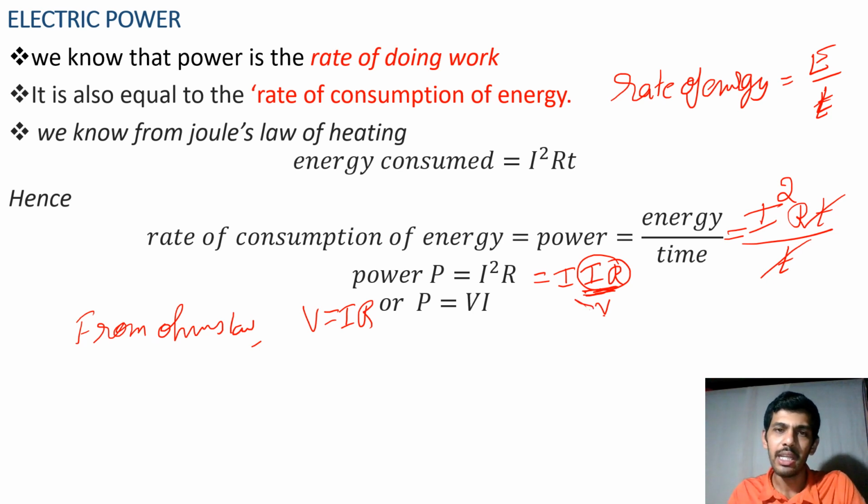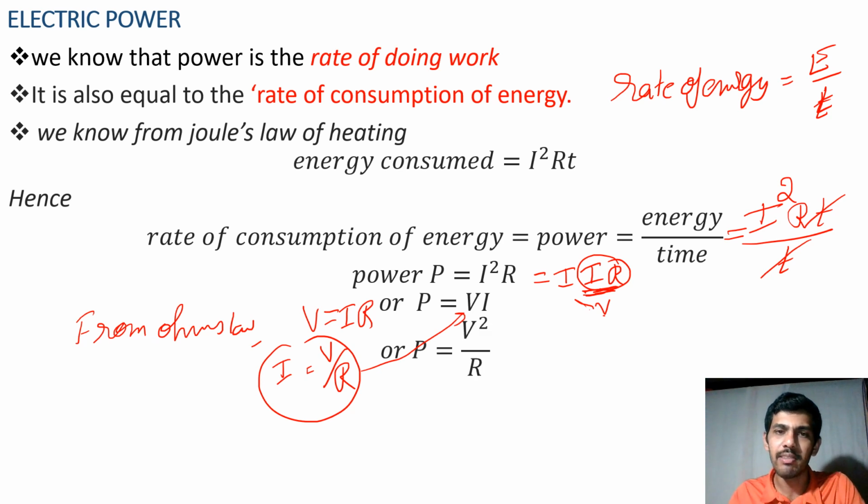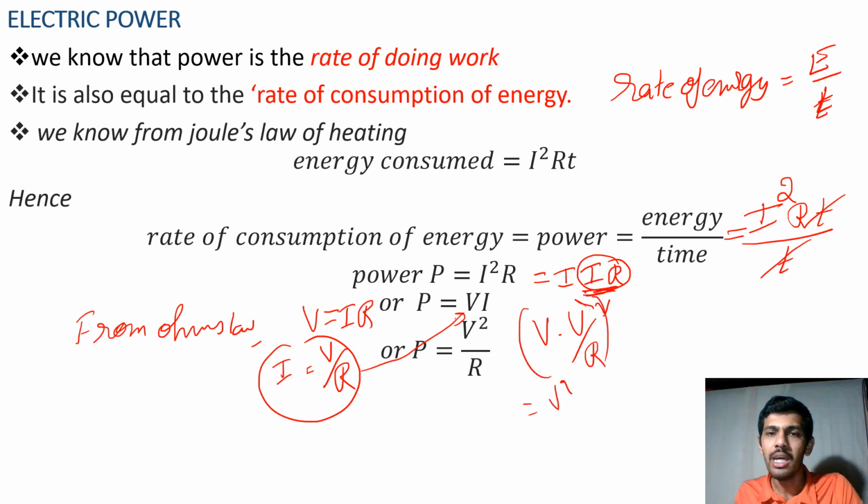Next, again substituting the value of I from Ohm's law. What is the formula of I here? I is equal to V by R. In this particular formula, in the place of I, I have to write V by R. So V into V by R is nothing but V square by R. That is how to obtain the formula for power.